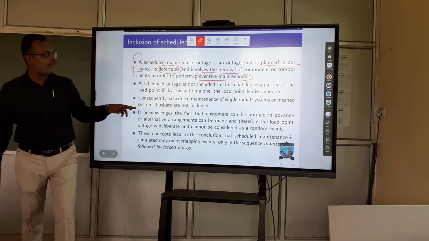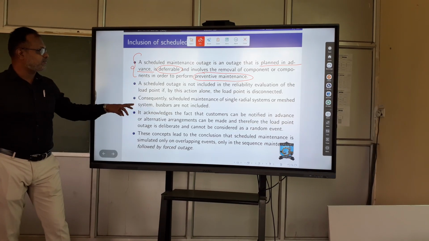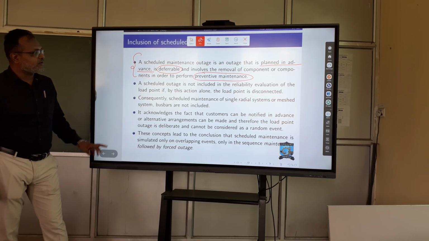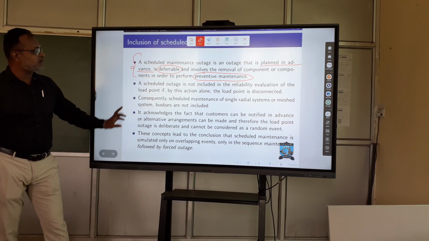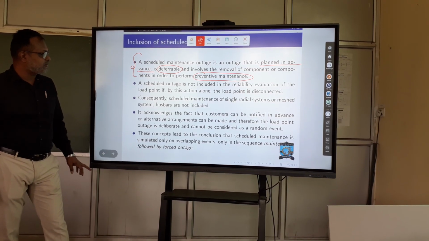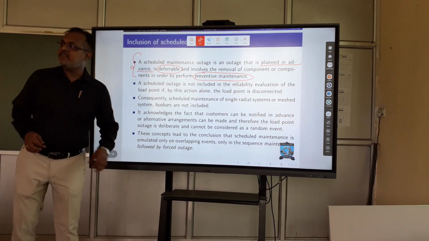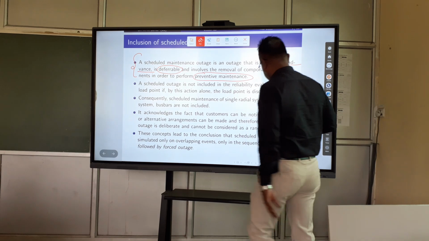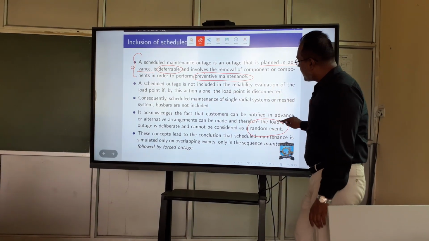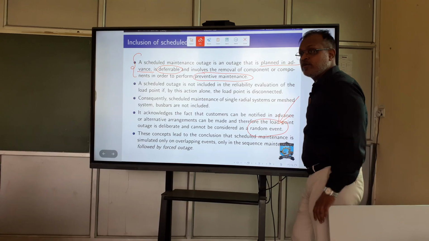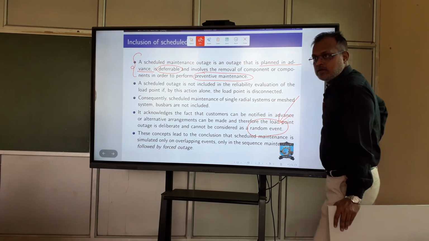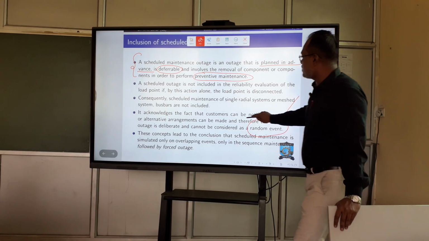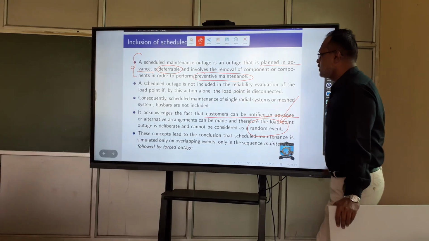So that's why it says: consequently, scheduled maintenance of single radial systems or mesh systems, bus bars, are not included. It acknowledges the fact that customers can be notified in advance or alternative arrangements can be made, and therefore the load point outage is deliberate and cannot be considered random. So what it simply says is, when you say reliability, you are actually focusing on random events which cause outage. Scheduled maintenance is not a random event; customers can be notified in advance.